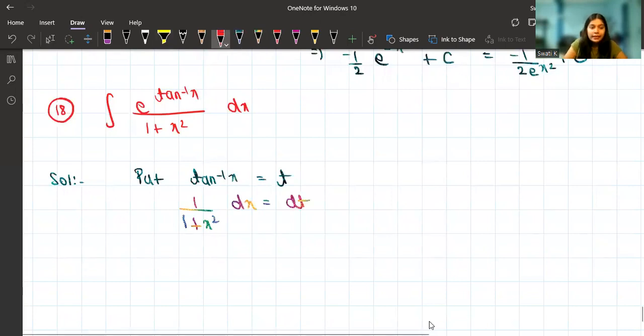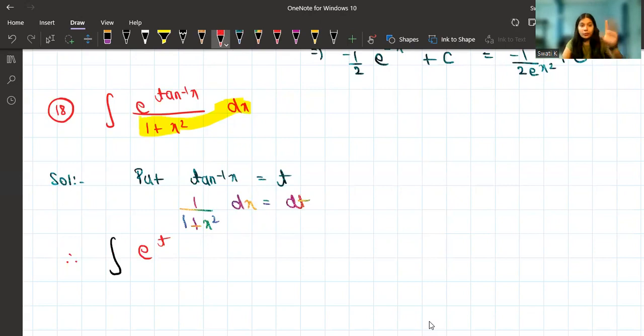Therefore, I'm going to rewrite the integration. You can clearly see that 1 upon 1 plus x squared dx is dt. So I simply substitute e raised to tan inverse x as e raised to t, and dx upon 1 plus x squared is dt. Now you know that the integration of e raised to t is e raised to t only, plus the constant of integration. Now t is nothing but tan inverse x, so it is e raised to tan inverse x plus c. See, it was looking so difficult, but it was so simple. I hope you agree with what I'm saying.